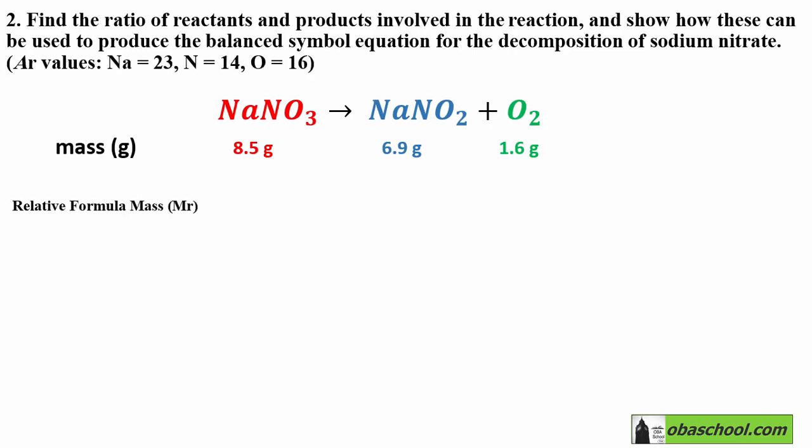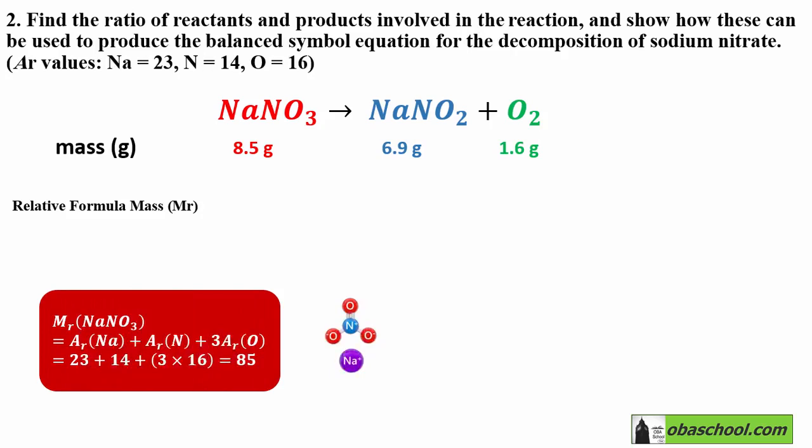The relative formula mass of sodium nitrate is the relative atomic mass of sodium plus the relative atomic mass of nitrogen plus 3 times the relative atomic mass of oxygen because we have 3 oxygen atoms. So we will add up the relative atomic masses of all atoms present in this compound. So that's 23 plus 14 plus 3 times 16, which is equal to 85. Please pay attention if you have more than one atom of the same kind. So here we have 3 oxygen atoms. We have to multiply by 3. Try now to calculate the relative formula mass of sodium nitrite.